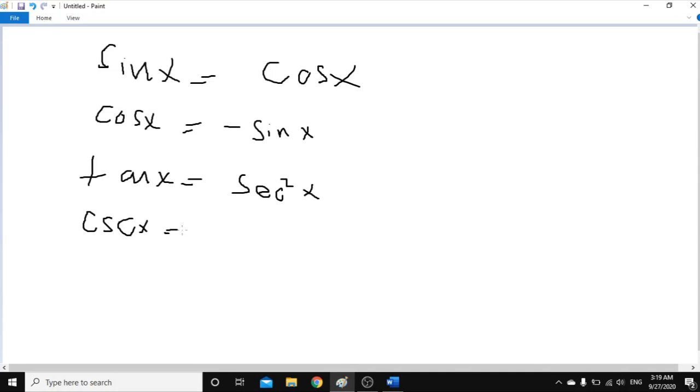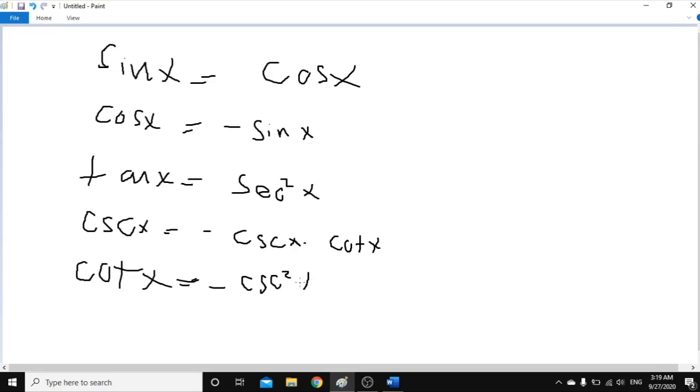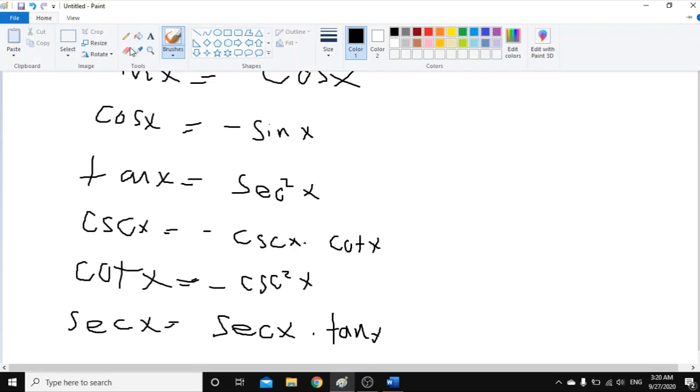The derivative of cosecant of x is equal to minus cosecant of x times cotangent, and the derivative of cotangent of x is equal to minus cosecant square of x. The last rule for the trig function is the secant. The derivative for the secant is secant x times tangent x. Keep it in mind. Don't forget it.